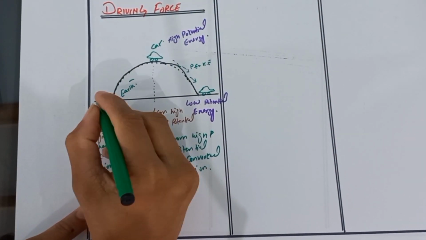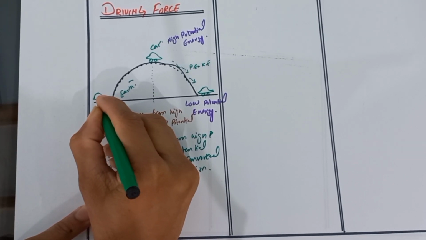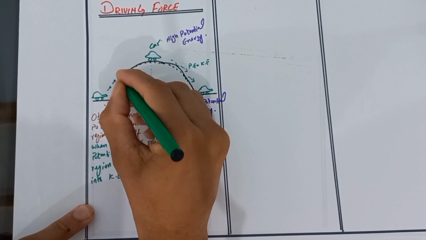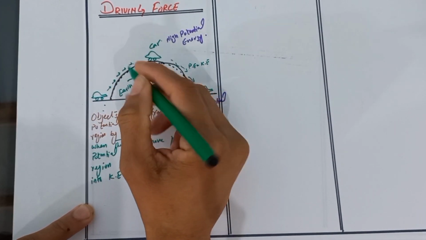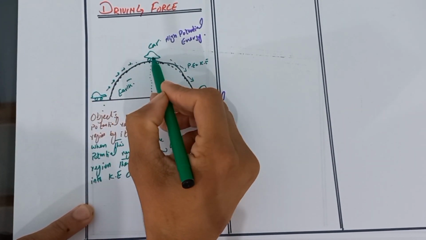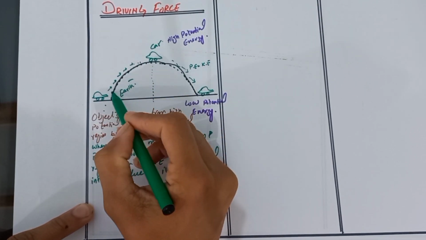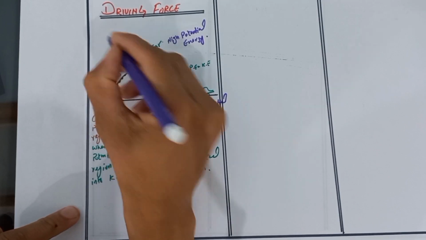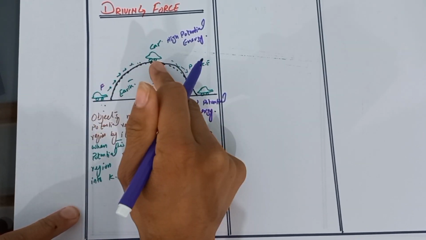Let's consider another car on the ground. So we know that its potential energy is low. I am interested in moving the car to the top of the mountain. Does this car move from the ground to the top of the mountain by itself? The answer is no. The car does not move from the ground to the top by itself. We need some sort of force to move the car from the ground to the top of the mountain.